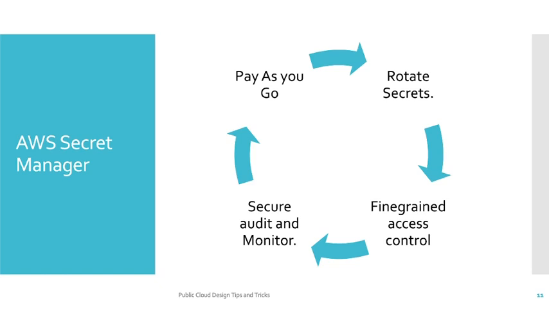Then the next part, secure audit and monitor. With secure audit and monitor, you can audit AWS CloudTrail logs to see when Secrets Manager rotates a secret, or configure an AWS CloudWatch event to notify you when an administrator deletes a secret. This type of integration has also been provided with AWS Secrets Manager. And the most powerful part, pay as you go. The more you use, the more you pay. The less you use, the less you pay.